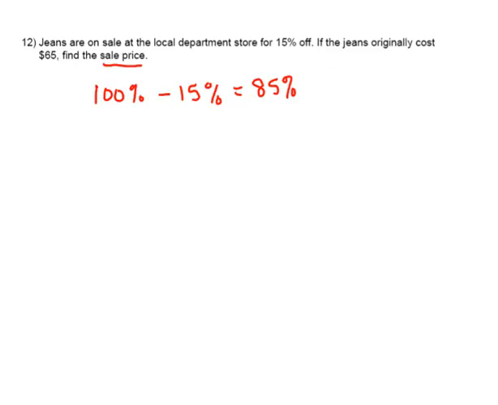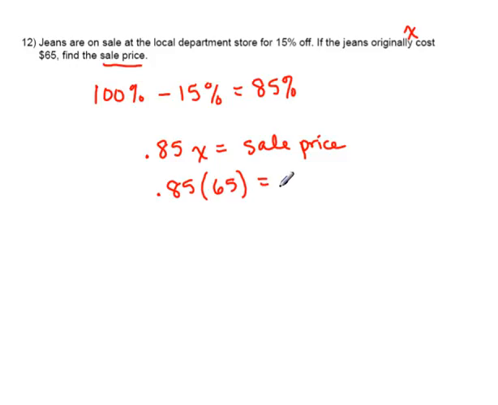So if you take 85% converted to a decimal and multiply it by x, which is going to represent the original cost of the jeans, you'll get the sale price. Okay? So let's plug in the original price of the jeans, which is $65. And what is that going to equal? Well, 0.85 times 65 is $55.25. And that's the sale price of the jeans.